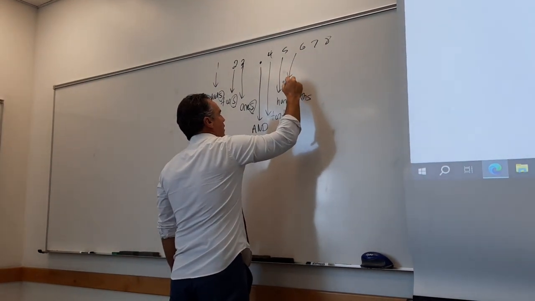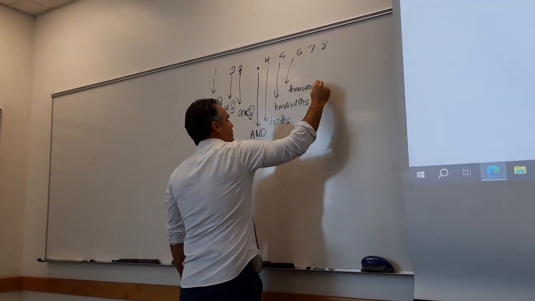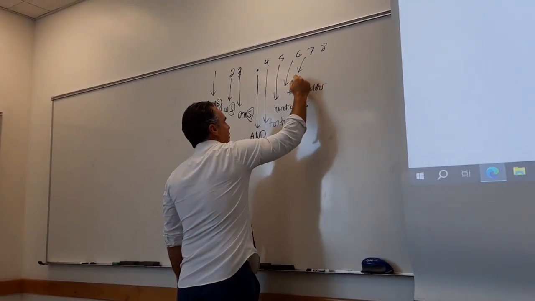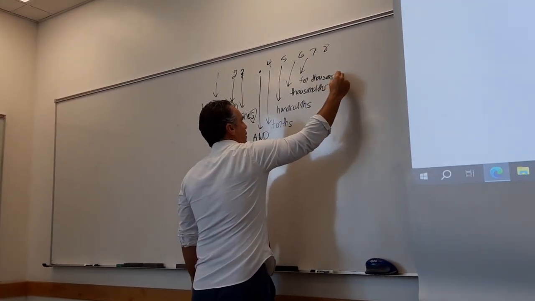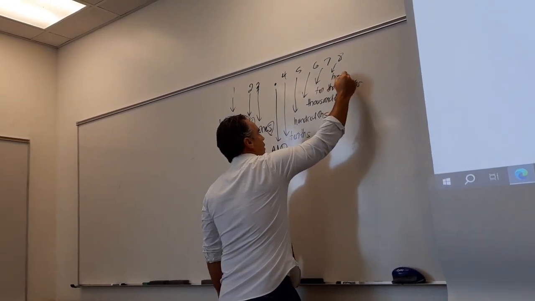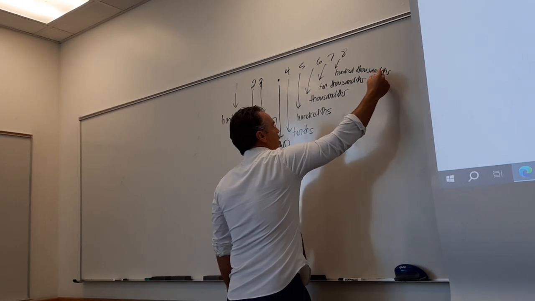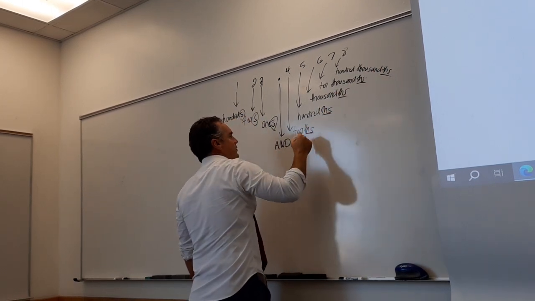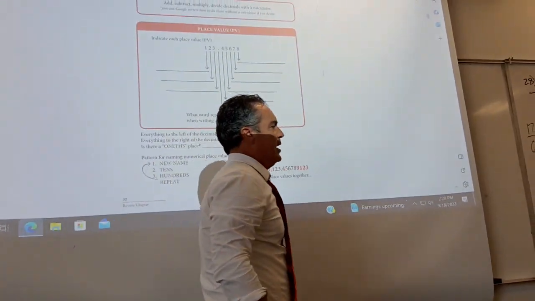6 is in the thousandths. 7 is in the 10,000ths. Okay, everybody, what's the 8 in? 1, 2, 3. 100,000ths. What do all these end in? THS. So everything to the right of the decimal ends in THS.